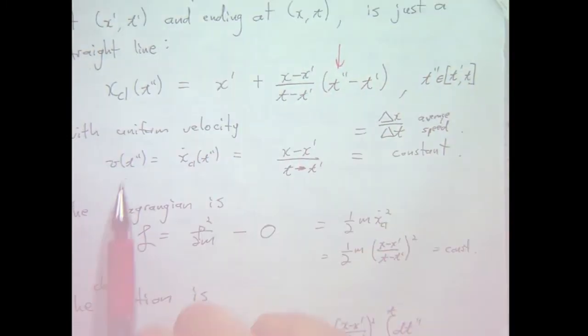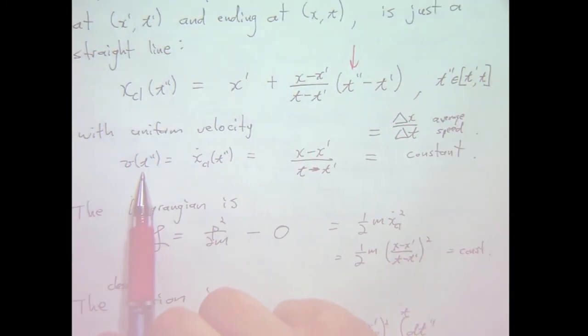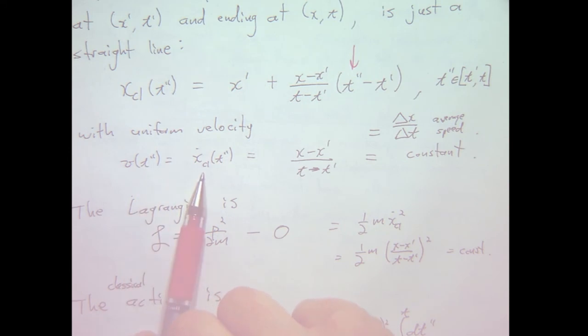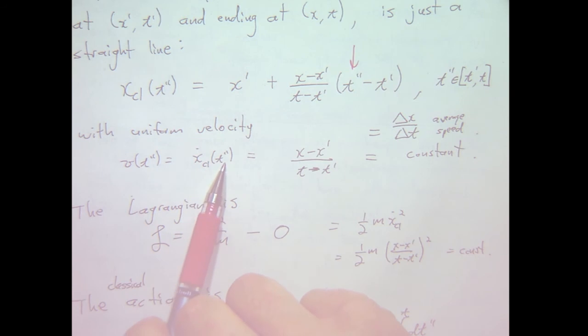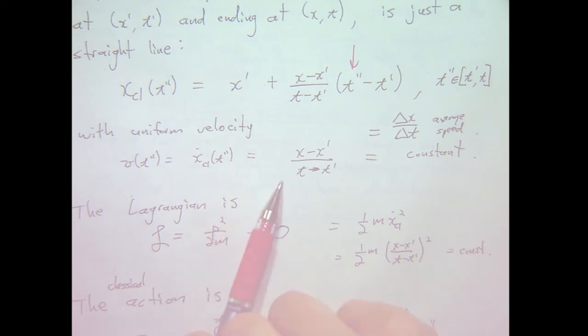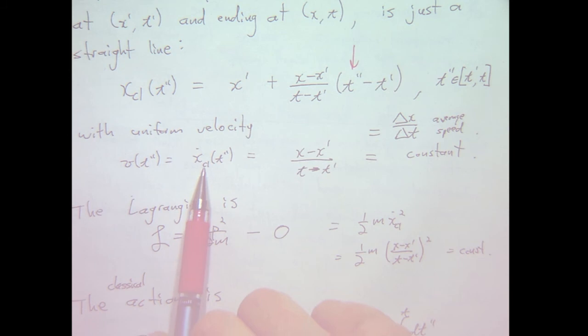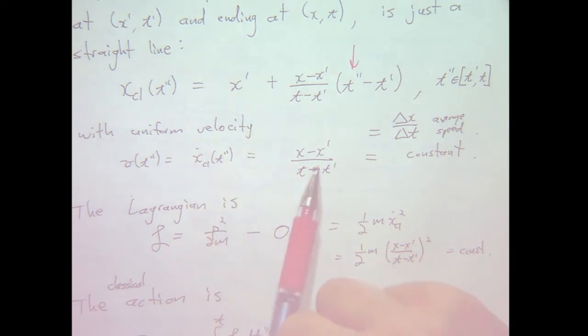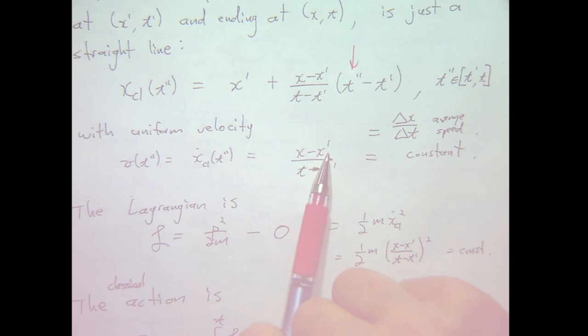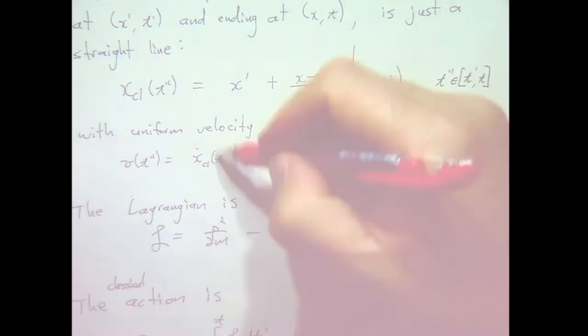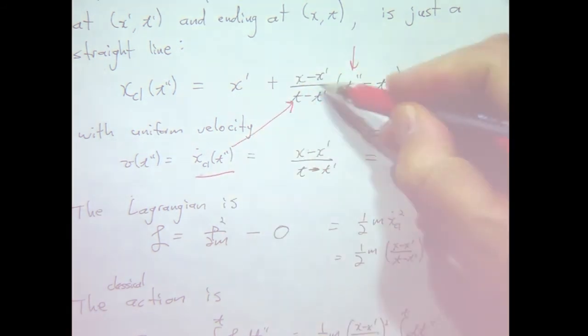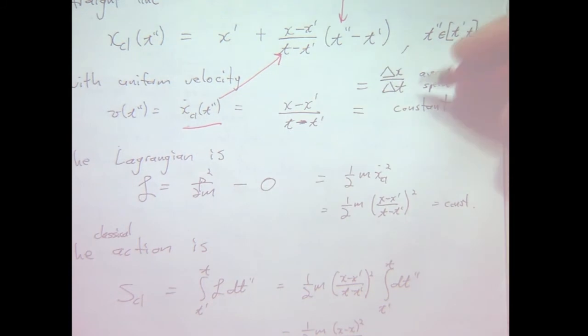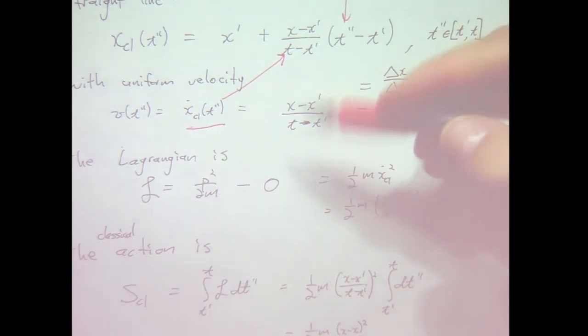And the uniform velocity, v of t double prime, is the classical velocity as a function of t double prime, and that's just the derivative of the classical position with respect to t double prime. That's just a constant, x minus x prime over t minus t prime. That's the classical velocity, of course. That's delta x over delta t essentially.